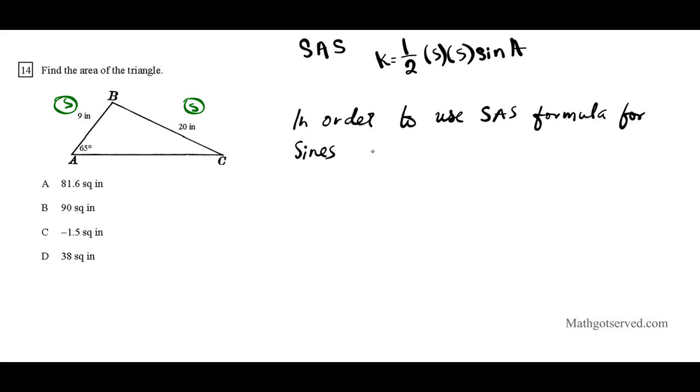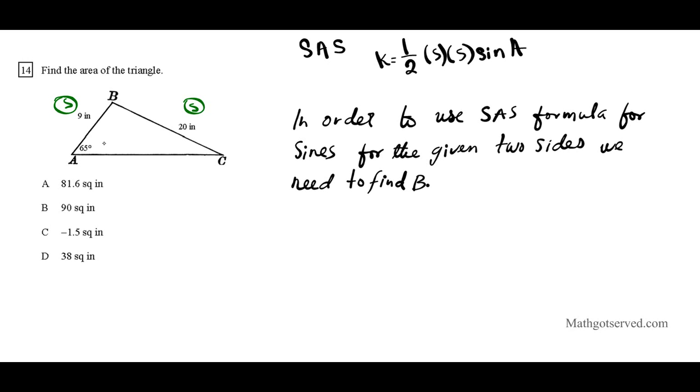this is the area formula for sines. For the given two sides, we need to find B. In order to find B, we need to find C first. So we must find C first, and then use that to find B using the triangle angle sum theorem. So we must find C first, then find B.